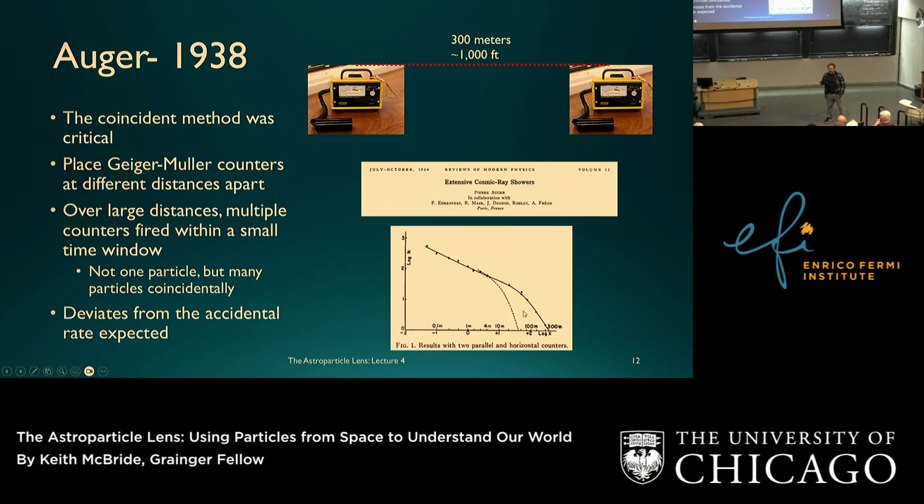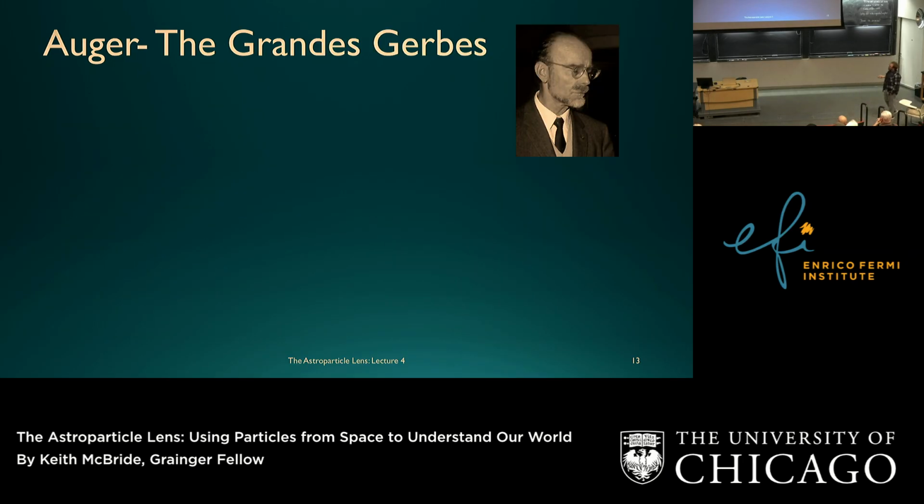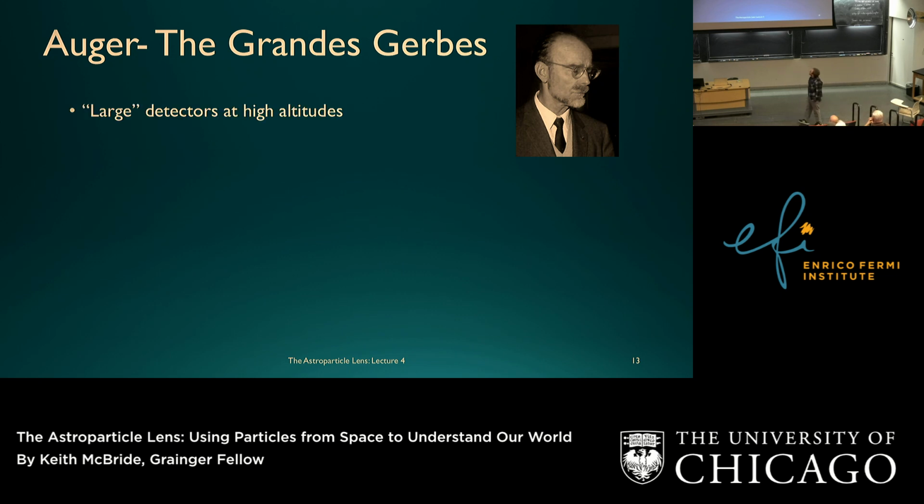And so this established that showers are happening, cosmic rays are coming, or some particle is coming in with enough energy to fire my detectors that are placed 1,000 feet apart. And so Auger said, I'm going to call this, in some French way of saying it that I don't know, the Grandes Gerbes, which is the great shower, right?